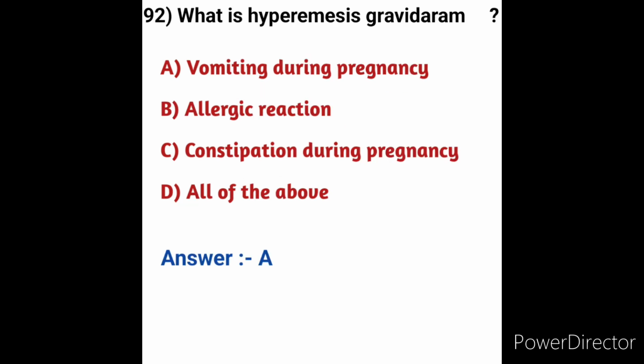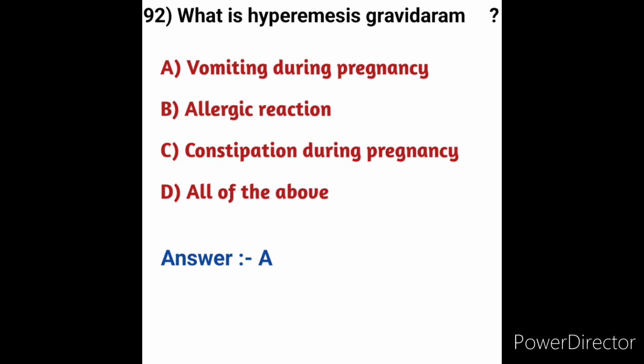What is hyperemesis gravidarum? We will see the options here. Option A, vomitings during pregnancy. Option B, allergic reaction. Option C, constipation during pregnancy. Option D, all of the above. Emesis means vomitings. Hyperemesis gravidarum means severe vomitings during pregnancy. Here option A is the correct answer.